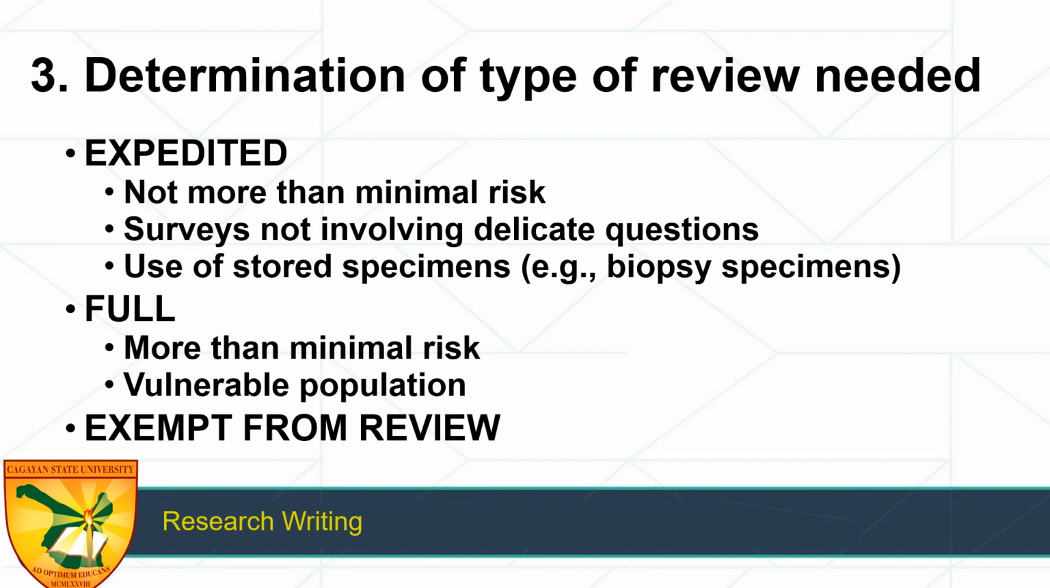For a full review, there need to be two or more members of the committee who will check your paper. For expedited, one will do, and for exempt, none will review. So why are others exempted? Maybe my paper is exempted.